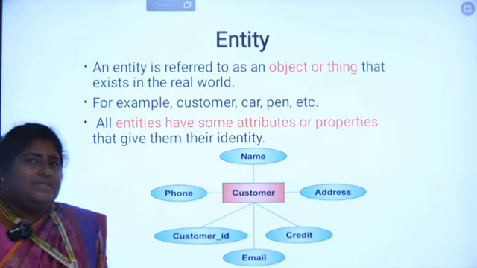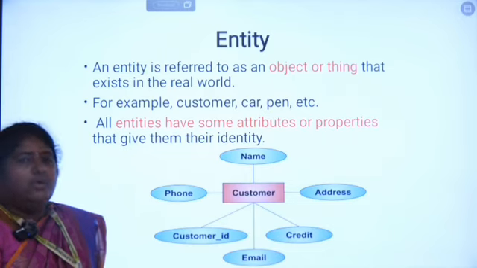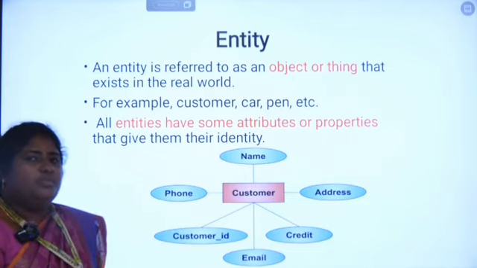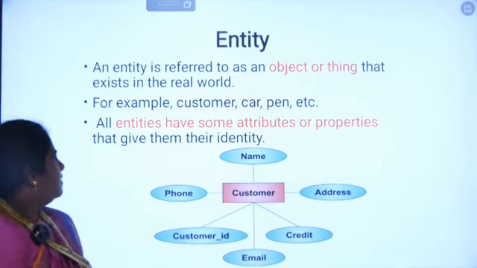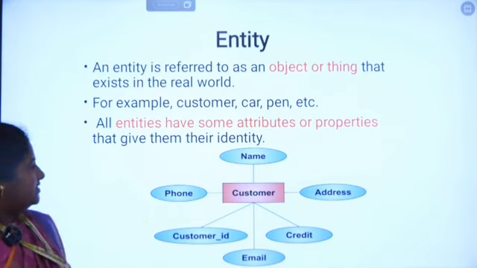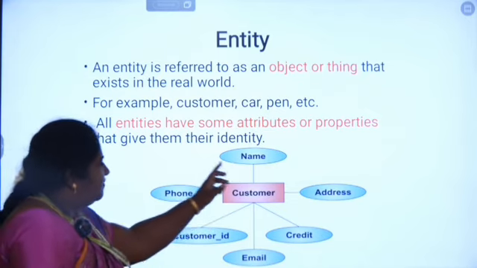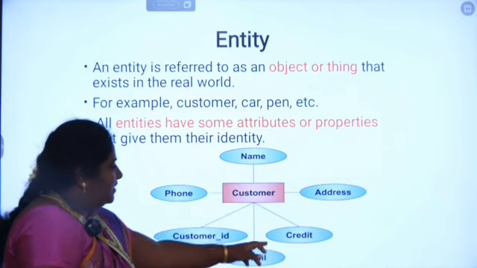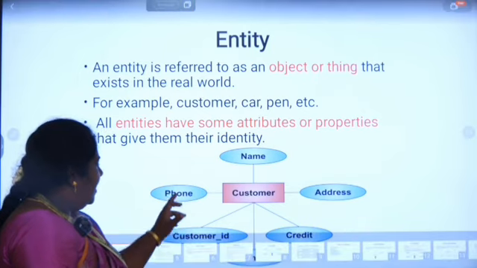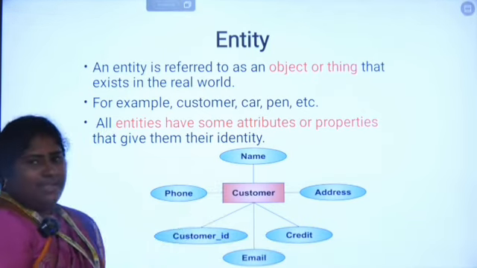What is meant by entity? An entity is any object or thing. Each and every entity consists of properties. The example for this is customer. Customer is an entity which consists of different attributes. The attributes can be name, address, credit, email, customer ID and phone. These are all the properties of the entity.